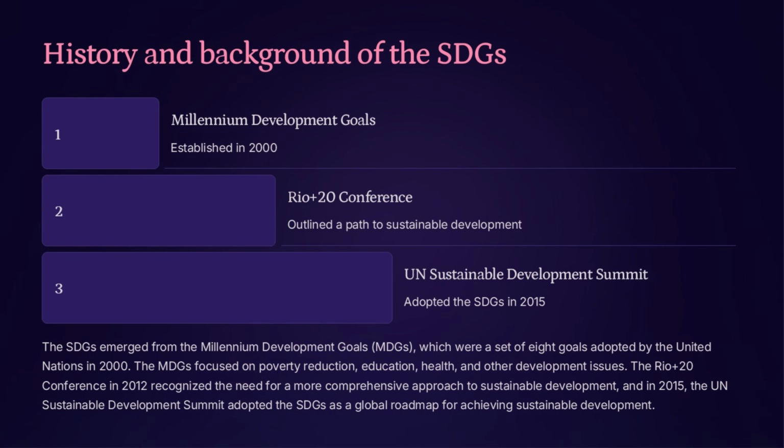The Millennium Development Goals were established in 2000 as a set of 8 goals focused on poverty, education, health, and other development issues. The Rio+20 conference in 2012 outlined a path towards a more comprehensive approach to sustainable development. In 2015, the UN Sustainable Development Summit adopted the SDGs as a global roadmap for achieving sustainable development. The SDGs emerged from the Millennium Development Goals, building on that foundation with a broader, more integrated vision for sustainability. They represent a major shift towards a more holistic, interconnected approach to global development challenges.